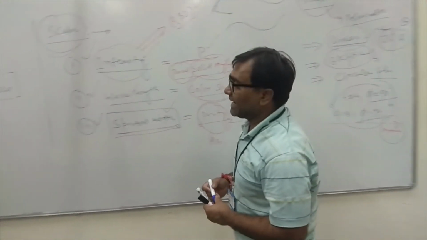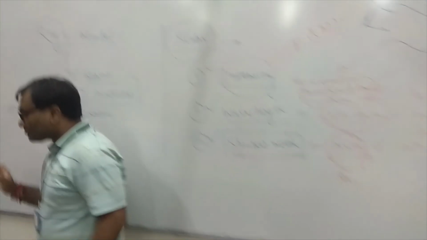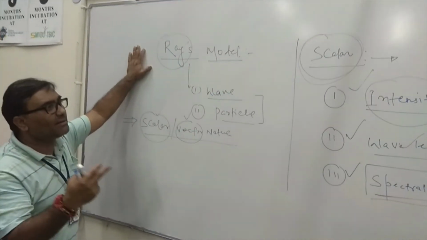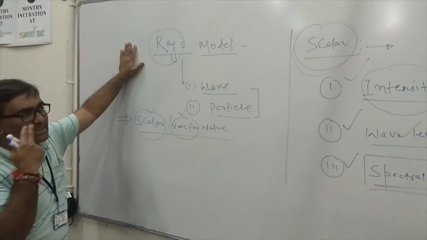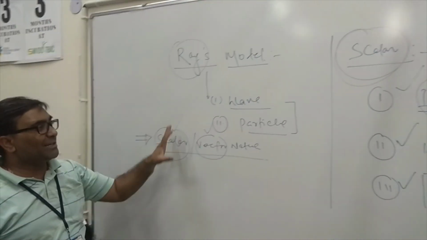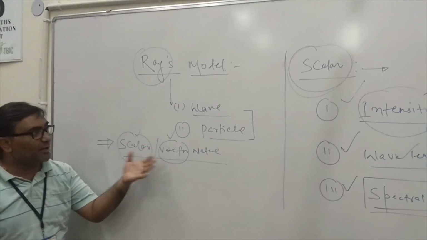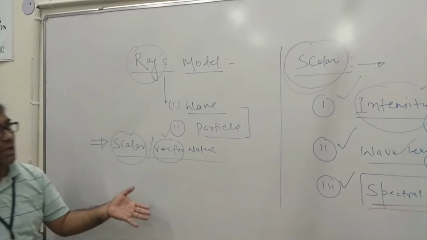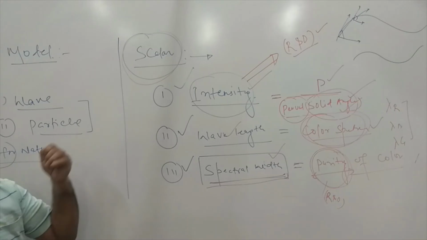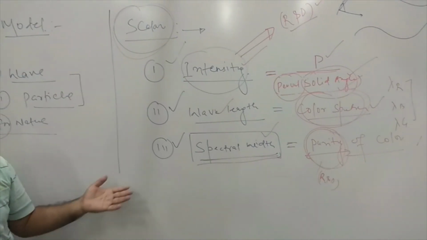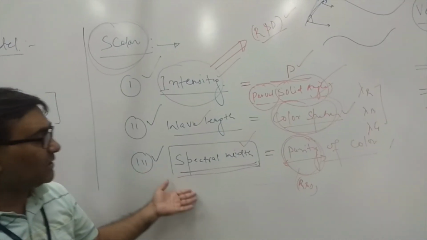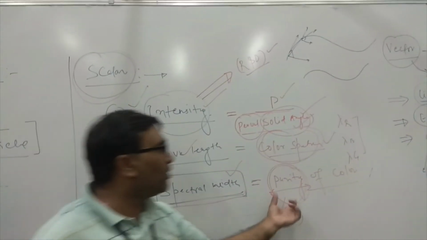The rays model, I will explain again. The rays model is a really important factor for characterizing the rays in an optical communication system, and how the rays propagate inside the core of the optical fiber. So there are two very important properties, scalar and vector. Scalar has three properties: intensity, wavelength, and spectral width. Intensity is the power distributed per unit solid angle. Wavelength is the color spectra. You already read this in your 8th or 9th class. And spectral width totally depends on purity of color, right?